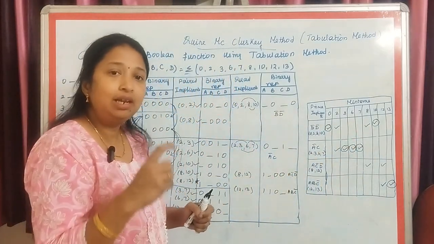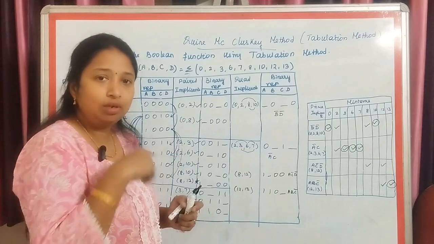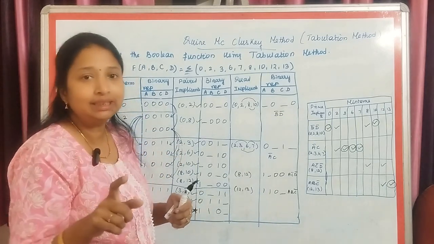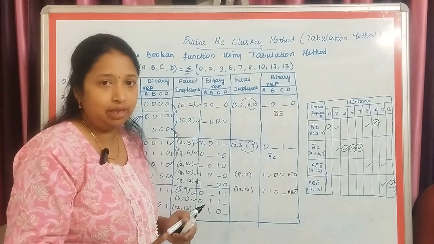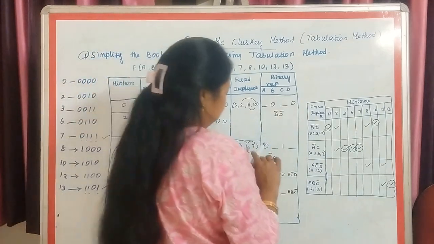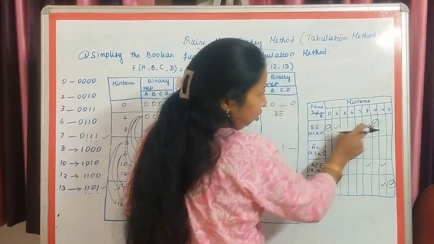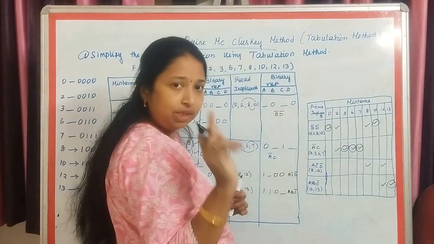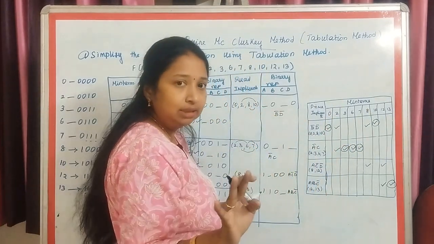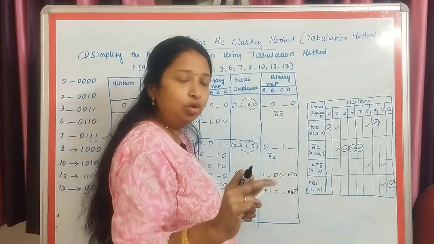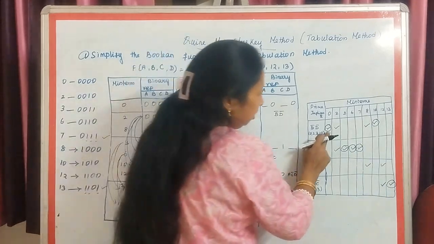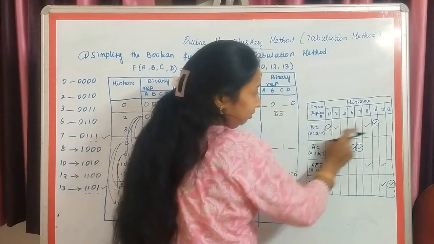If you find a circle in any particular row, include that expression. If you don't find a circle in any row, then ignore that expression. Now, let's do it. Here, in this particular row, we have got a circle. It can be a single circle or it can be multiple circles. That doesn't matter. But if you find a circle in a row, then include that min term. Now, when you check on this, you have circles here.